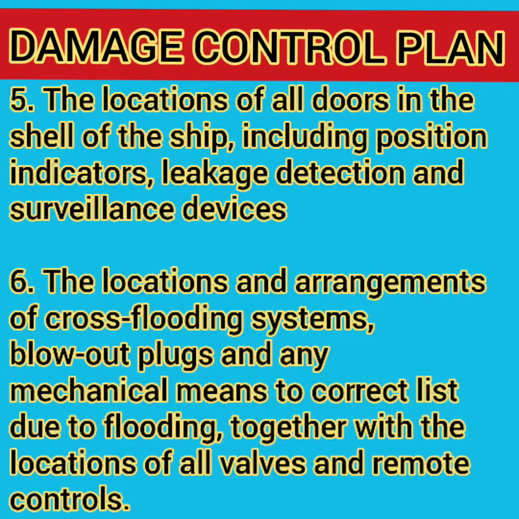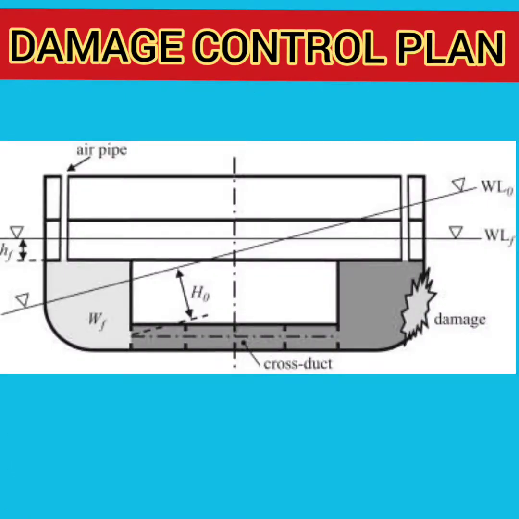Now let's talk about the last 2 points. Point number 6 is the location and arrangement of cross flooding system, blowout plugs, or any other mechanical means to correct list due to flooding, together with the location of all valves and remote controls. So this is what a cross flooding system looks like. If there's damage on one side, there's a cross duct and the water can be immediately transferred to the other side to protect the ship from excessive list which is happening really fast. In the cross flooding system, the ship takes a lot of extra water, but it tends to make the ship stable by controlling the list.